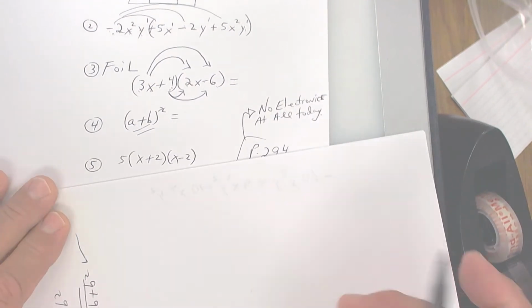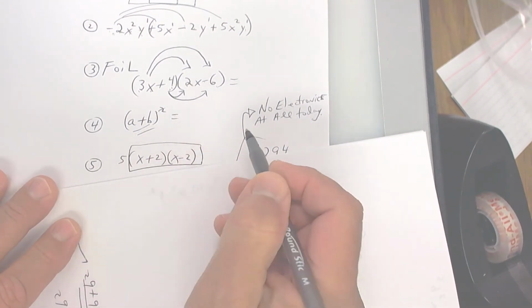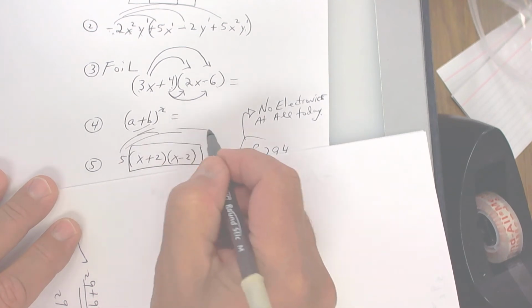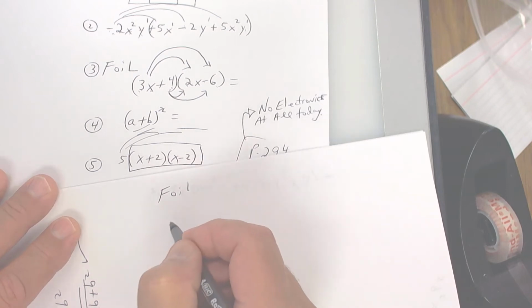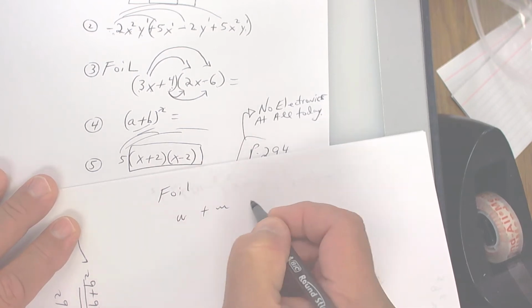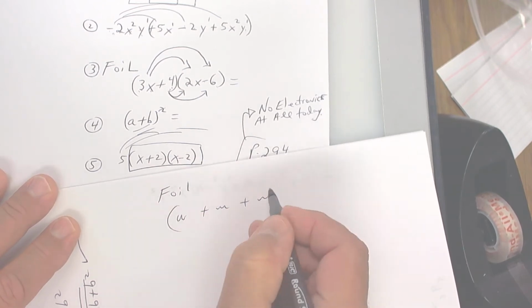This one right here, you're going to do FOIL, and then when you're done, you're going to multiply by 5. Okay, so FOIL first, and when you get an answer, then you're going to multiply by 5.